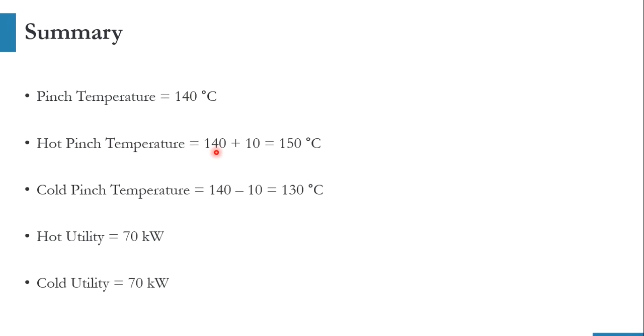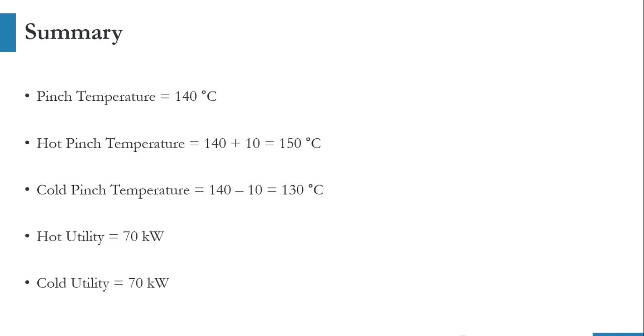Earlier you subtracted from the hot side and added in the cold side. Now you have to do the opposite. The pinch temperature is 140 degrees centigrade. Pinch temperature plus delta T minimum over 2, which is 10. So 140 plus 10 is 150 degrees centigrade, and the cold pinch temperature is 140 minus 10, which is 130 degrees centigrade. And the hot utility requirement is 70 kilowatt, the cold utility requirement is 70 kilowatt.